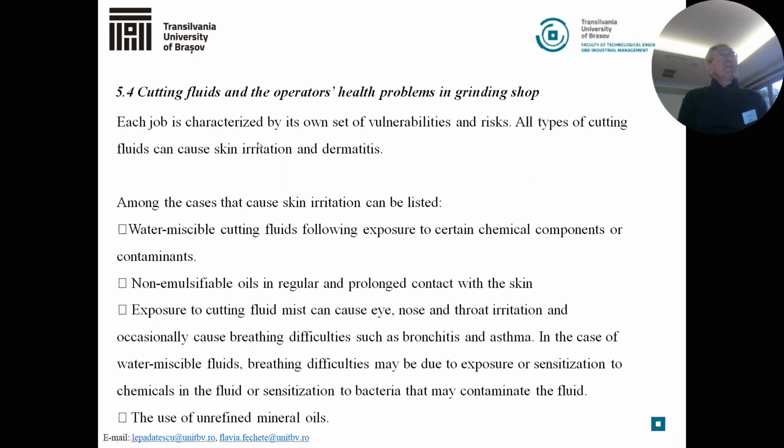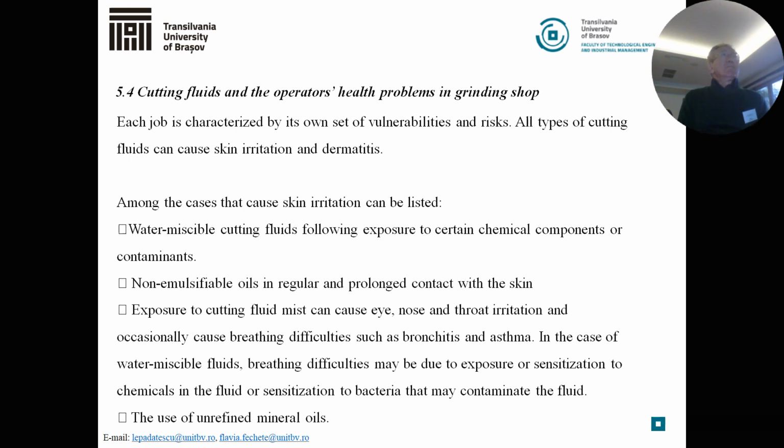Among the cases that cause skin irritation can be listed: water miscible cutting fluid following exposure to certain chemical components or contaminants, non-emulsifiable oils in regular and prolonged contact with the skin.